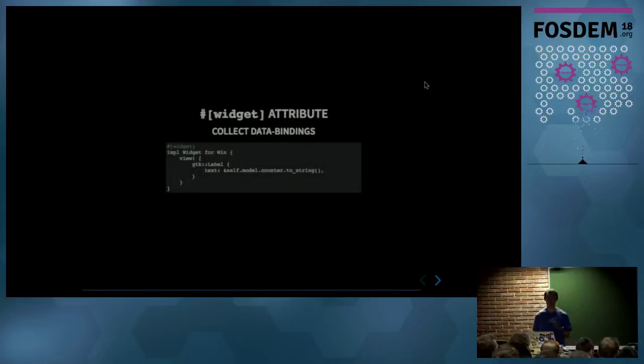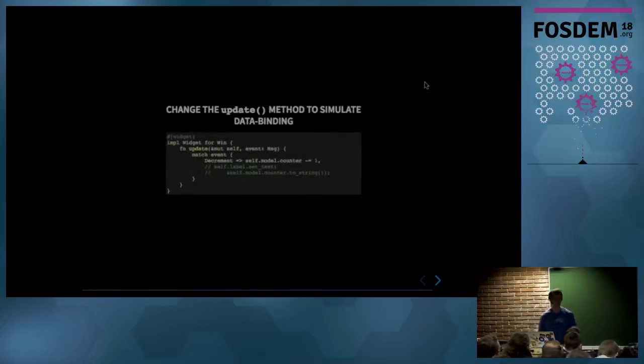So the widget attribute will start by collecting the data binding. It will analyze the view, check that in this case the label has a property called text that is bound to the counter attribute of the model. And then it will change the code you wrote in the update method to actually update the view. So it will see here that the counter attribute was changed, and it will use this value to update the view because it noticed that there was a binding in the view.